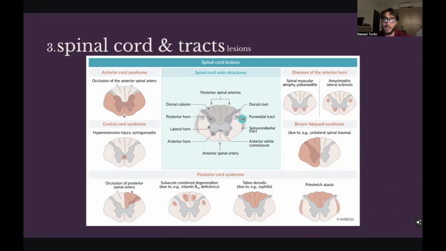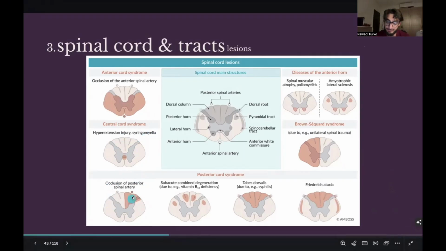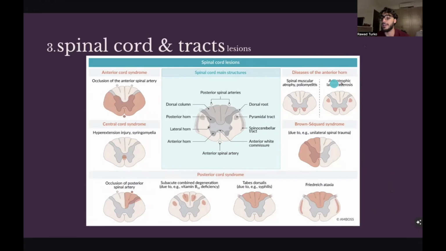The spinocerebellar tracts are along the edge of the spinal cord, along the edges of the white matter, specifically. Anterior white commissure is right here. The anterior horn, lateral horn, you guys got it. Okay, so central cord syndrome with hyperextension injury or syringomyelia, which we're also going to talk about in a minute. Occlusion of the posterior spinal artery would lead to these following changes. Now, diseases of the anterior horn are things like ALS. So you'll see the corticospinal tracts and the anterior gray horn cells. So this is a combined upper motor neuron and lower motor neuron disease.